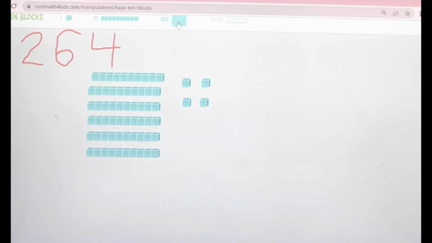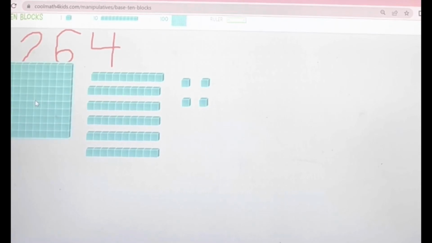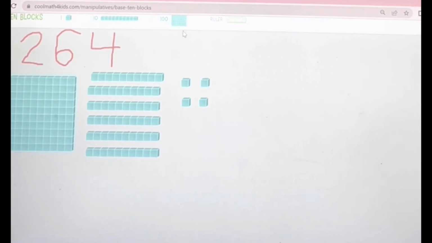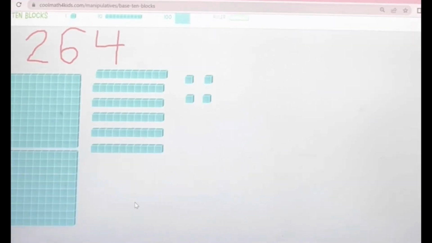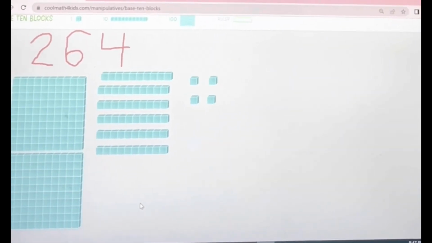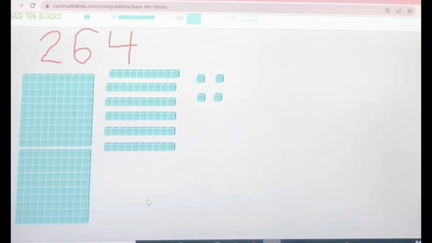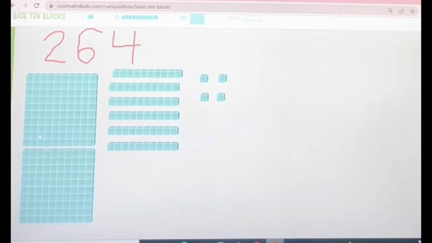Now I'm going to bring out the hundreds blocks and I'm going to count by 100 as I bring those out. 100, 200. So we have 2 hundreds, 6 tens, and 4 ones.